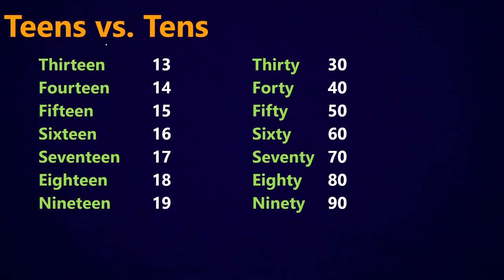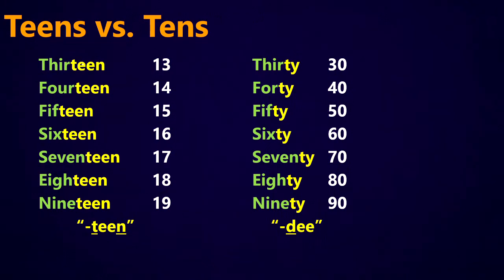Another tricky thing with whole numbers are the teens versus the tens in English, because they sound very similar. So the teens are 13, 14, 15, 16, 17, 18, and 19. The tens are 30, 40, 50, 60, 70, 80, 90. Now, when you're listening to these, they can sound very similar, especially if you're on the phone. So one trick that you can use to tell the difference is to listen to the last part of the number.